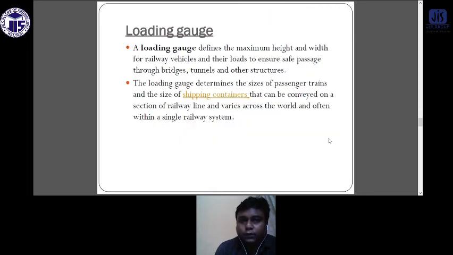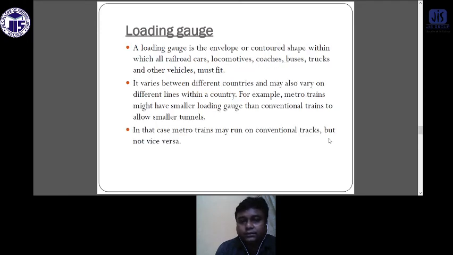So, what is the loading gauge? A loading gauge defines the maximum height and width for railway vehicles and their loads to ensure safe passage through bridges, tunnels, and structures. The loading gauges determine the size of the passenger trains and the size of the shipping container that can be conveyed on a section of the railway line, and vary across the world, often within a single railway system.